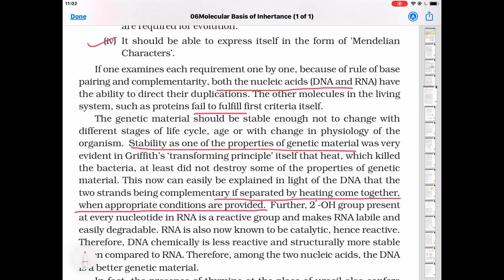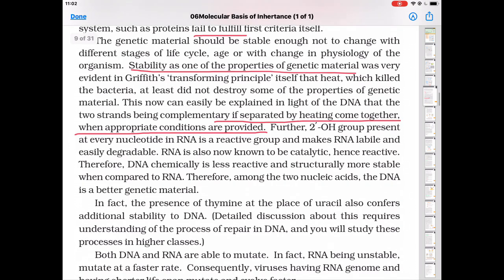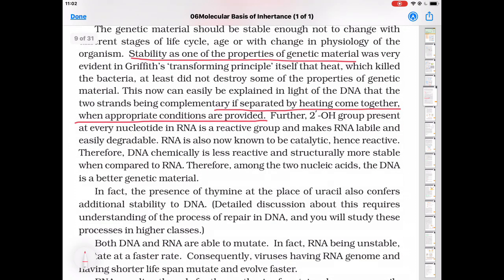In RNA, at the second position an OH group is present, which makes it more changeable and easily degradable. RNA is also known to be catalytic in some reactions; it speeds up the rate of the reaction. Therefore, DNA is chemically less reactive and structurally more stable. As compared to RNA, DNA is less reactive and more stable. So, among the two, DNA is the better genetic material.